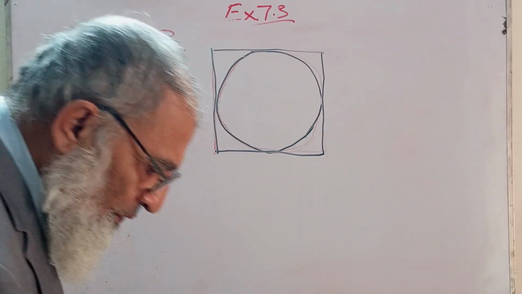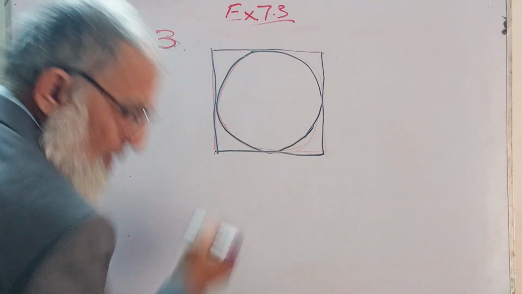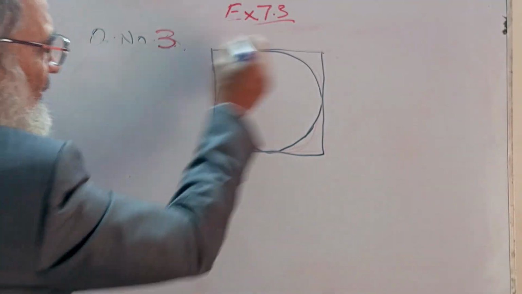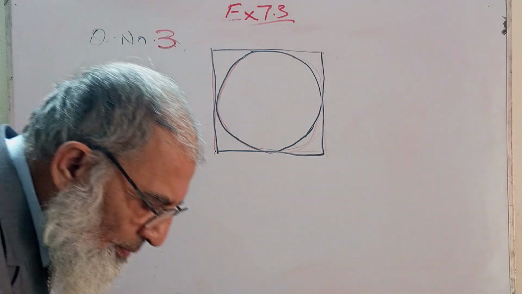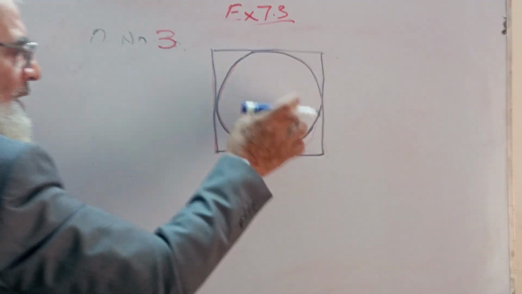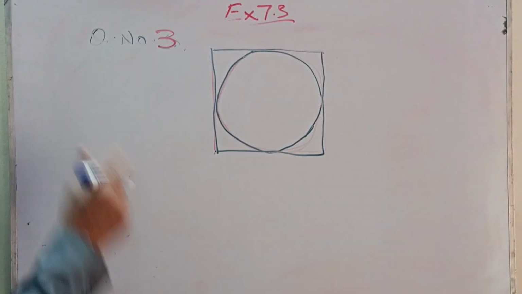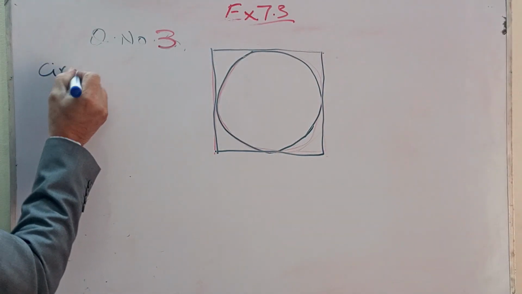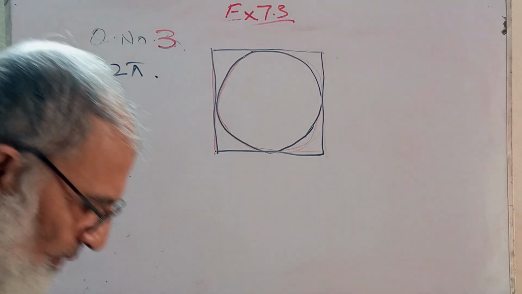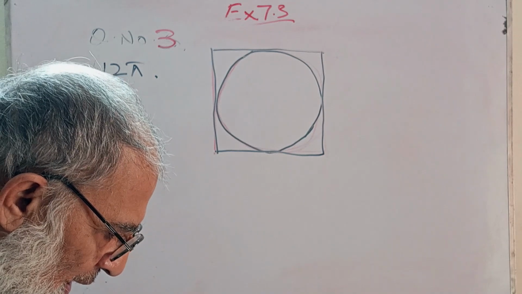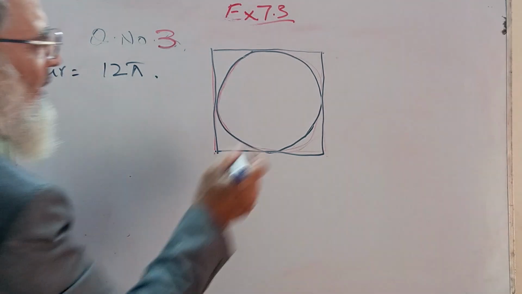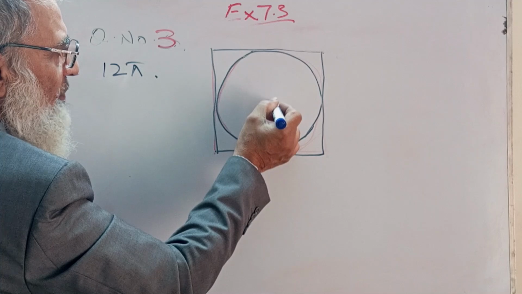A circle of 12 pi. Now the circumference of this is given. Nothing is given like radius or diameter, but circumference is given. The circumference is 12 pi. What is the length of each side of the sphere? Now we have been asked what is the length of each side of the sphere.